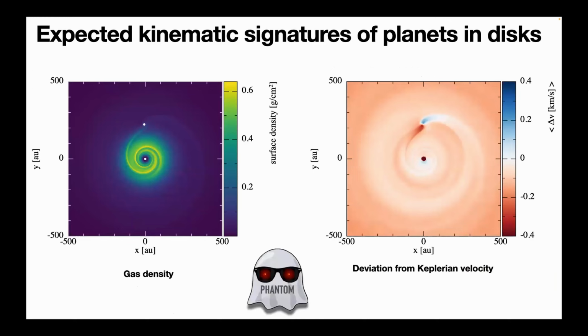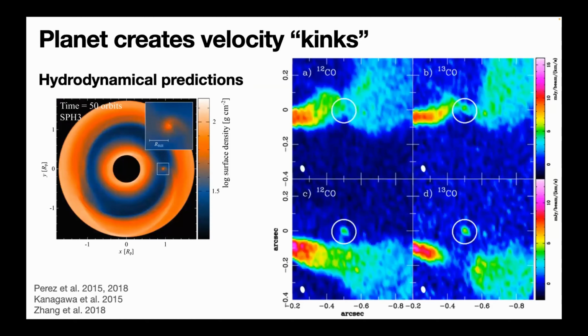If you have a planet in a disk, in a simulation with the Phantom code, you generate a nice spiral. You have a spiral in density, but you also have a spiral in velocity. Because the planet is perturbing the velocity field, you might be able to detect that. What does it look like? This is another set of simulations, but if you put the same thing, a planet in the disk, you get this spiral that generates kinks near the location of the planet. So the idea is that we can try to detect those kinks to find embedded planets in the disk.